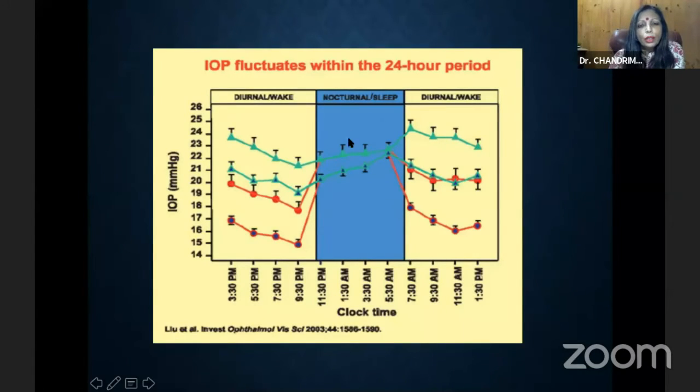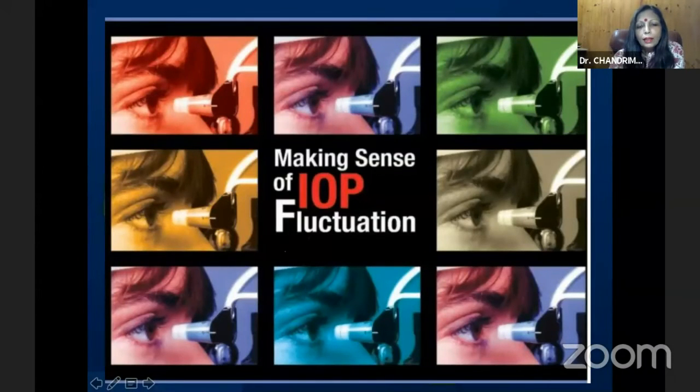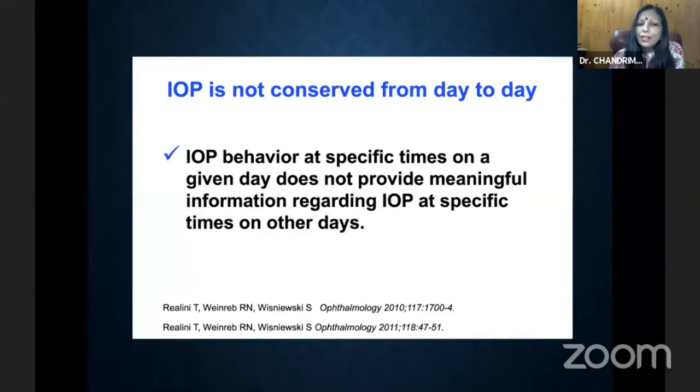And as we know, the nocturnal IOP is always higher, as I just told you, than the diurnal IOPs, which we take at the office. IOP, if you take it as a global risk factor, has about 63% of patients who progress if the IOP is more than 22 millimeters of mercury. Making sense of IOP fluctuations is very interesting, because IOP behavior at specific times on a given day does not provide meaningful information regarding IOP at specific times on other days.